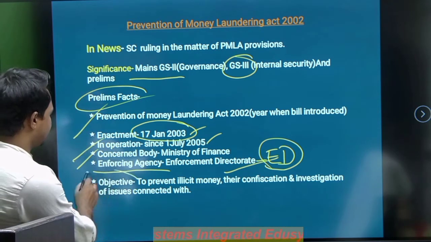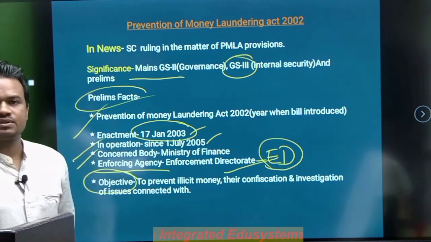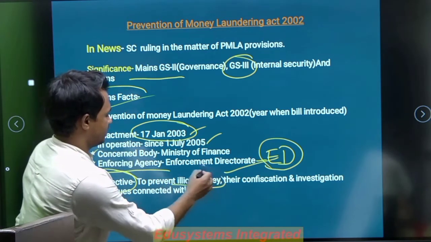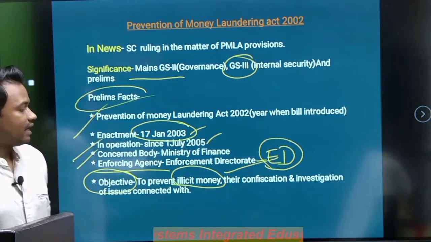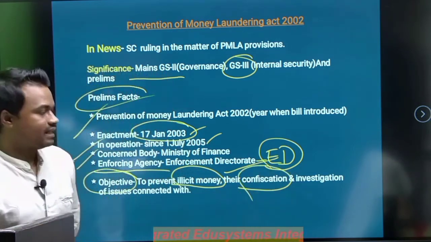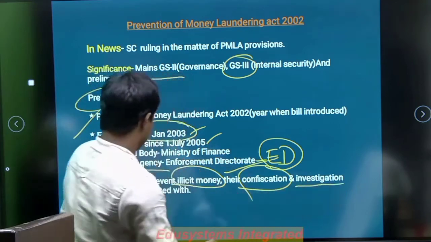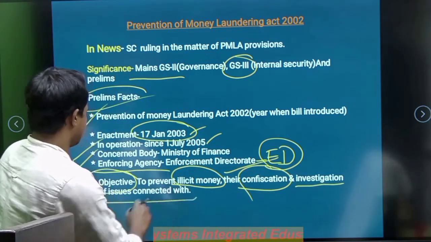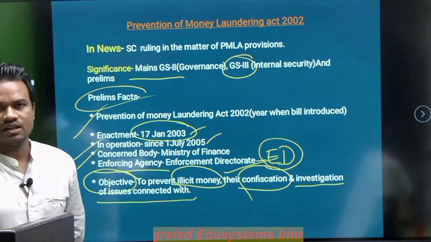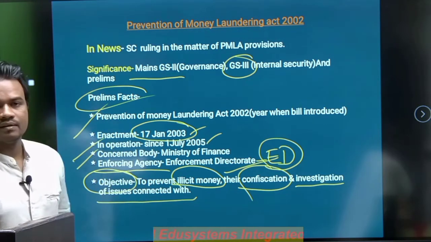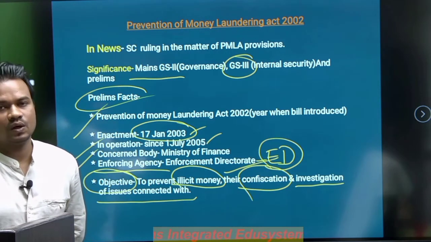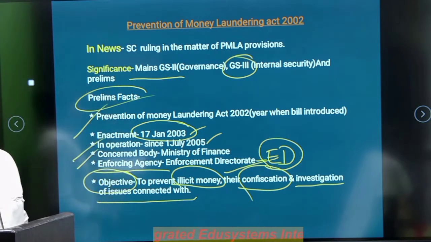If we talk about the objective of this law, it is to prevent illicit money, meaning illegal money, to confiscate or seize that money, and to undertake investigation or search operations on issues connected with money laundering. These are the 3 pillars, or objectives, of this law. So, this is all about the prelims.